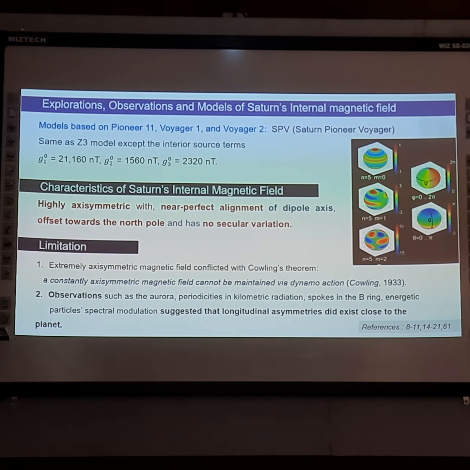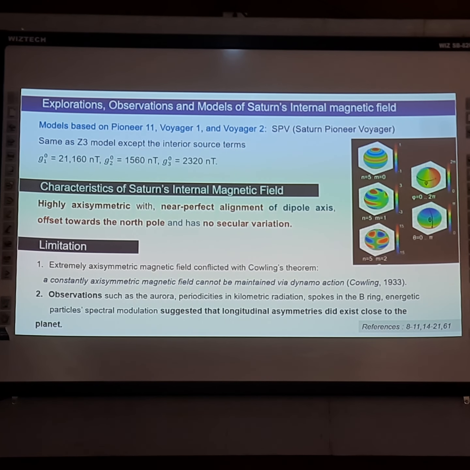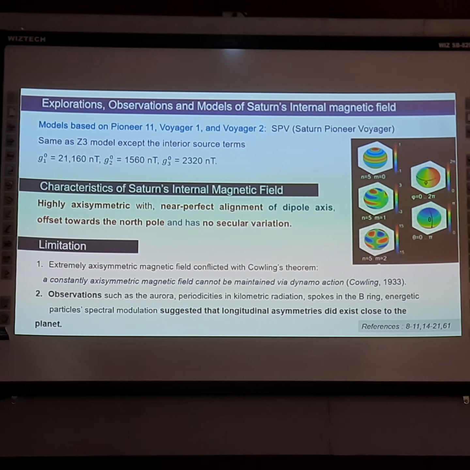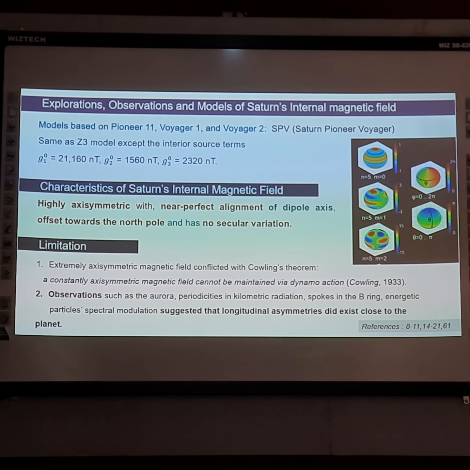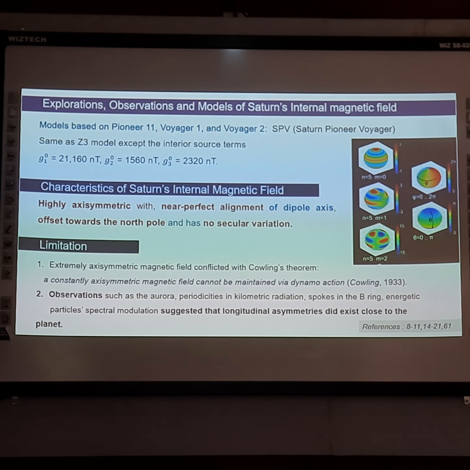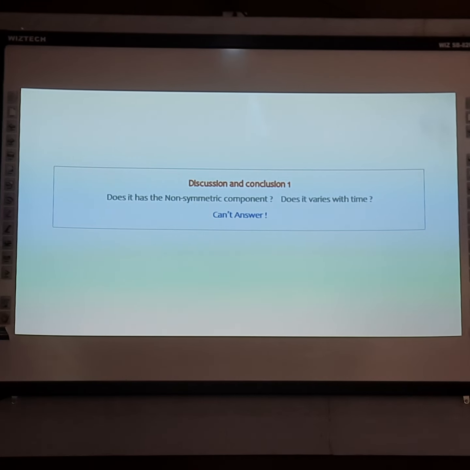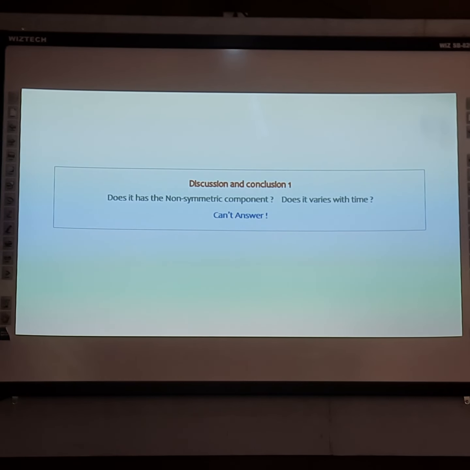So this becomes challenging. Then the observation says, if I show you once again, if you look at that, it has no asymmetry. So it's perfectly symmetric. It's almost like we have a dipole in the lab which is perfectly symmetric. So those things become challenging to the limitation. So far, even after three spacecraft visited, we were unable to understand this. Then here I just put it as: does it have a non-symmetric component? Till now it cannot be answered.